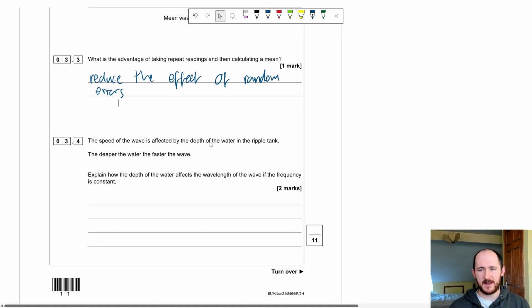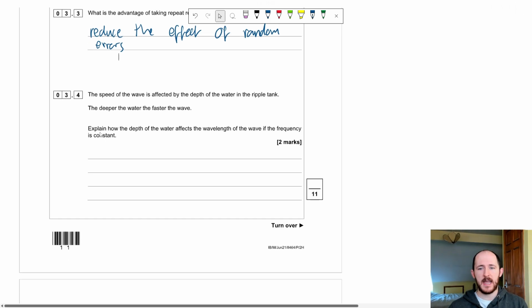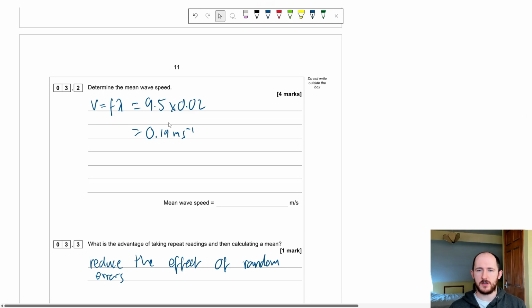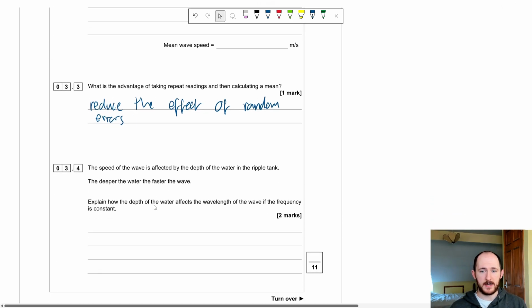The speed of the wave is affected by the depth of the water in the ripple tank. This is not something you're expected to know. The deeper the water, the faster the wave. Explain how the depth of the water affects the wavelength if the frequency is constant. So again, this isn't necessarily something you would know, but they're relying on you being able to use science, use the equations we've got to make predictions.